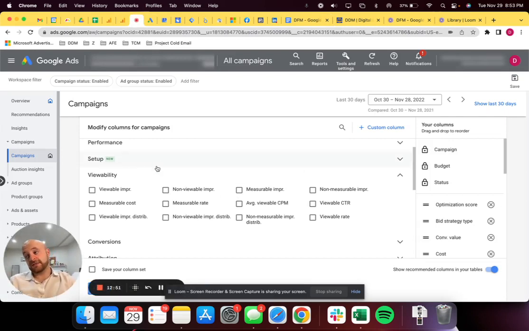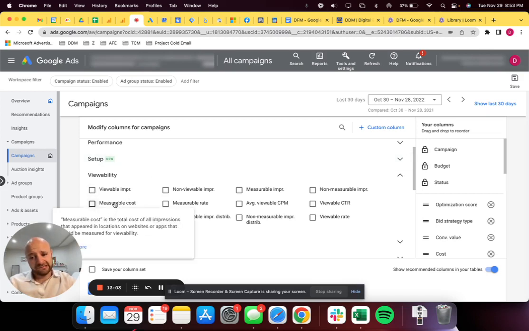Measurable cost. Let me guess. It's the actual impressions served that are measurable that we can associate costs with. The total cost of all impressions that appeared in locations on websites or apps that could be measured for viewability. So to be a measurable impression means it's either a viewable impression or a non-viewable impression. If it's not a measurable impression, it's just an impression. Oh my God. People are going to get lost with that.